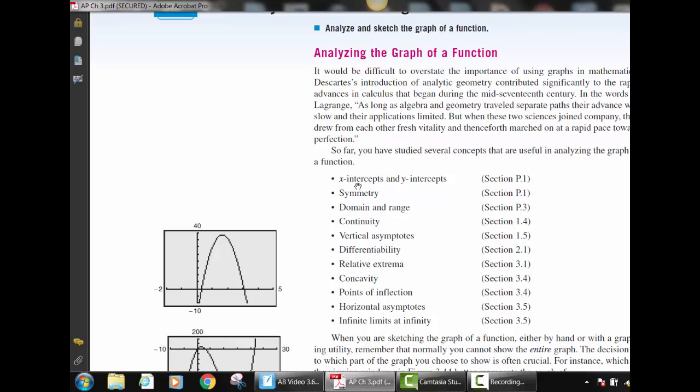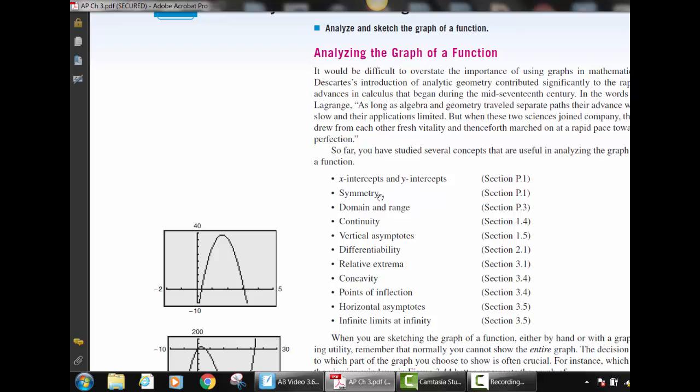X-intercepts, if they're easy to find, go for it, because you're replacing y by 0, which means you're solving an actual equation. That could be tough if it's a polynomial of degree 3, 4, 5, etc. Rational functions, fraction equals 0 and the numerator 0, that's pretty straightforward. Y-intercepts are always easy to find, so I would definitely find that.